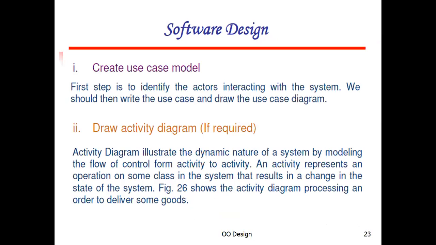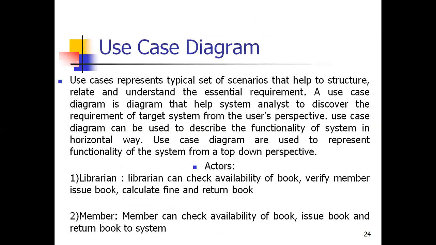In an activity diagram, we describe the dynamic nature of the system by modeling the flow of control from activity to activity. An activity represents an operation on some class in the system that results in a change in the state of the system. So first we will discuss the use case. Use case for the library management system. Here they are describing how many actors are involved in the use case diagram.